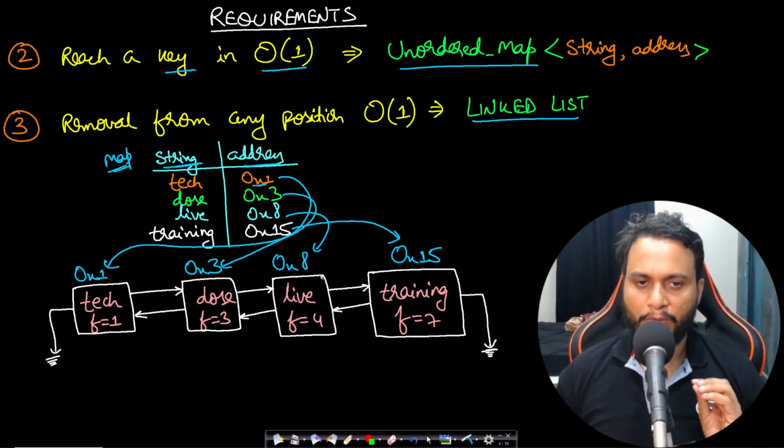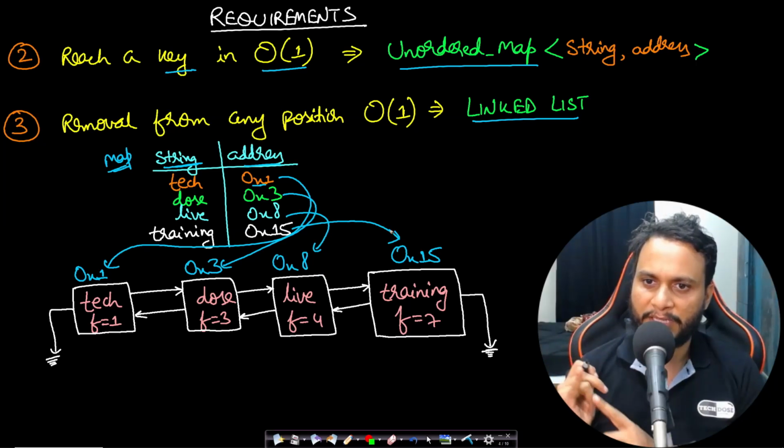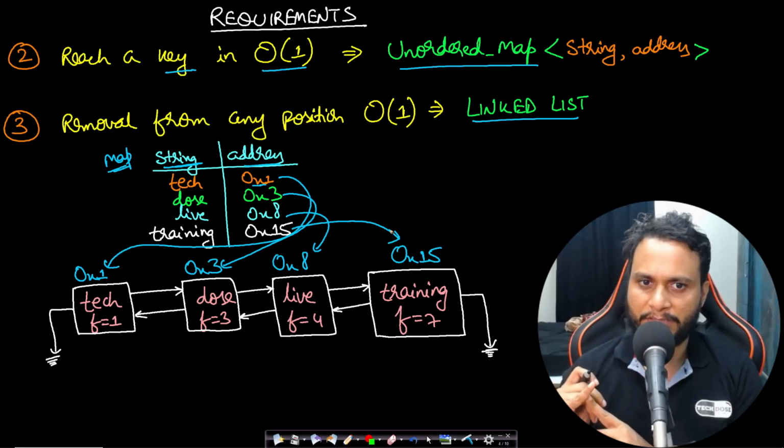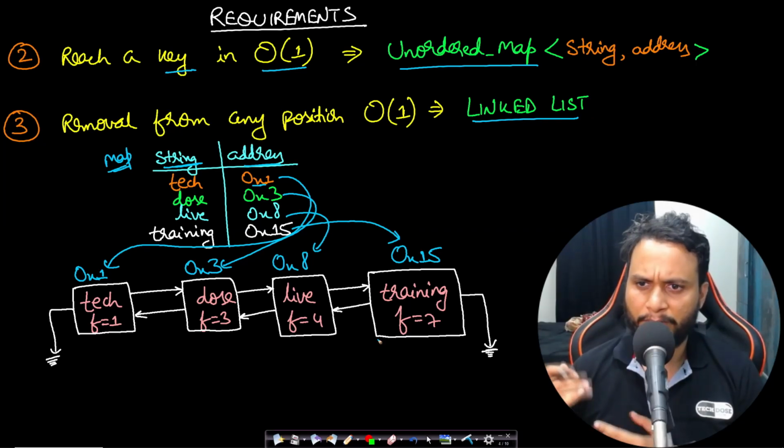So now we have boiled down our entire data structure. What we will be using, we will be using an unordered map, a doubly linked list, because in a doubly linked list, moving forward and backward is easy. Okay, and the ordered list will be maintained with the same linked list.